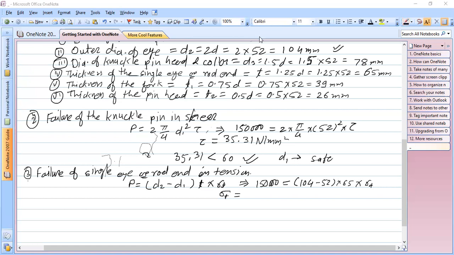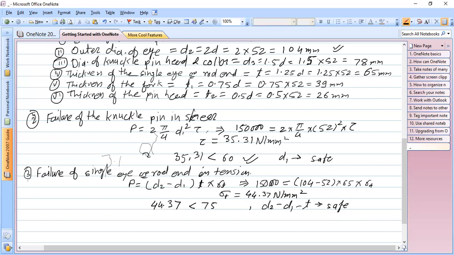Sigma t equals 44.37. Okay, sigma t is coming out 44.37 Newton per mm square. Now you can see from here, this value 44.37 is less than the given value of sigma t. Sigma t value is given as 75. So yes sir, the design is safe. D2, D1, T are safe from here we can say.